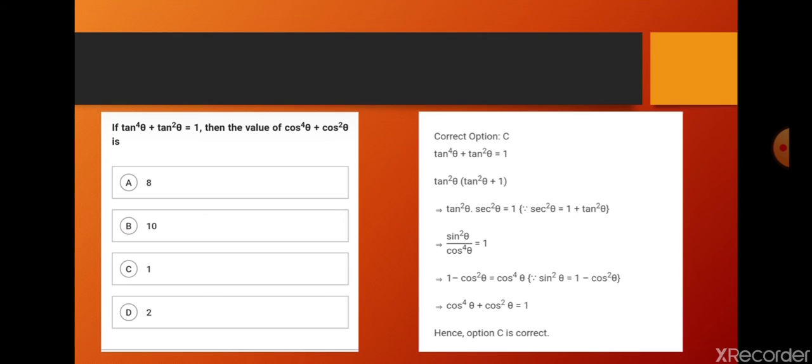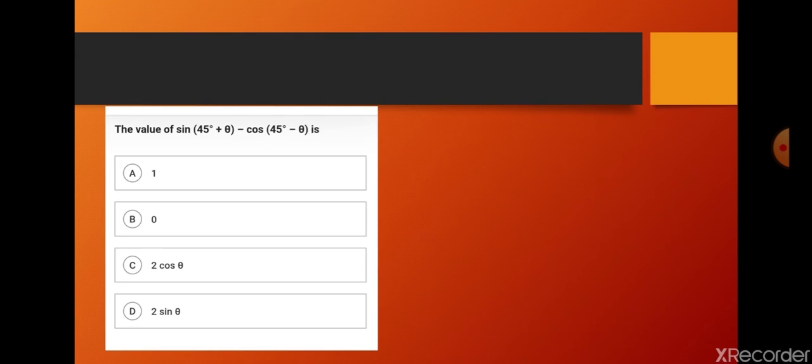Then convert tan square and sec square in terms of sine square and cos square. Then we are left with sine square theta divided by cos to the power 4 theta equals 1, which implies sine square theta equals cos to the power 4 theta. Convert sine square theta into 1 minus cos square theta. Then we have cos to the power 4 theta plus cos square theta equals 1. So the correct option will be C.